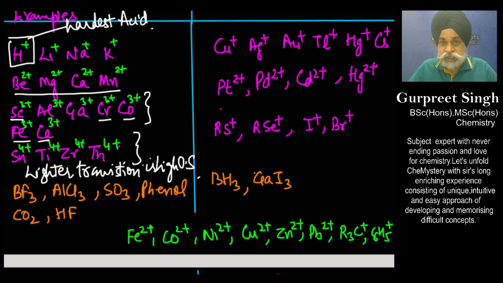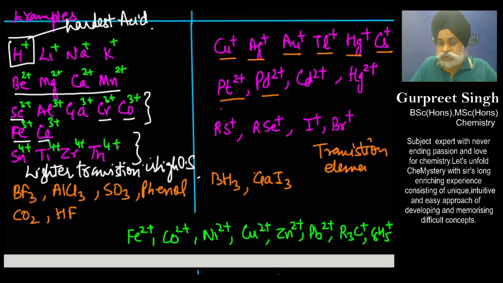On the contrary, soft acids are the ones where you would see copper 1 positive, silver, gold, thallium, mercury, cesium, platinum. So what you are able to see is that all those transition elements which belong to the 4d or 5d series, with low oxidation state, as simple as that.